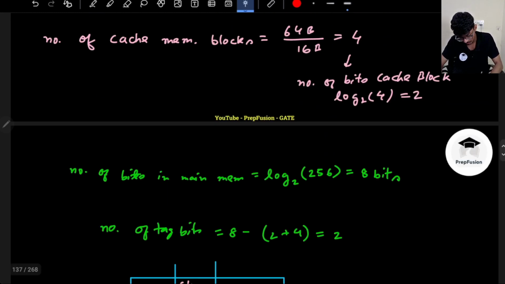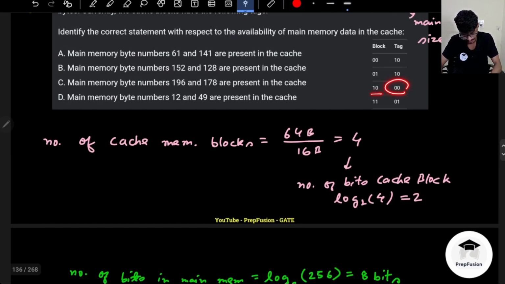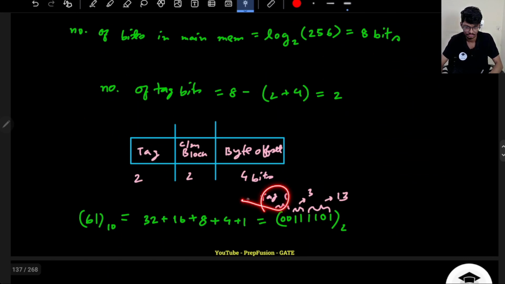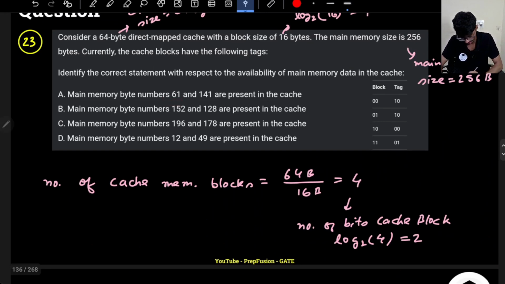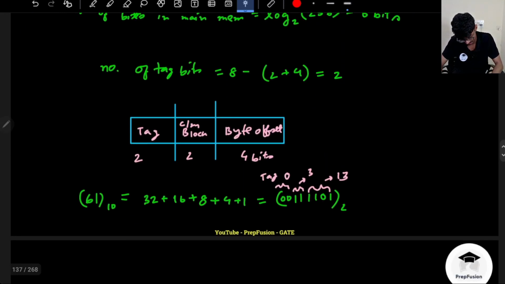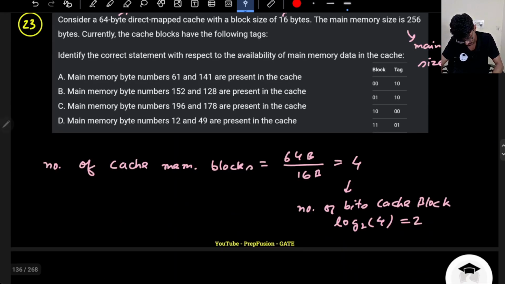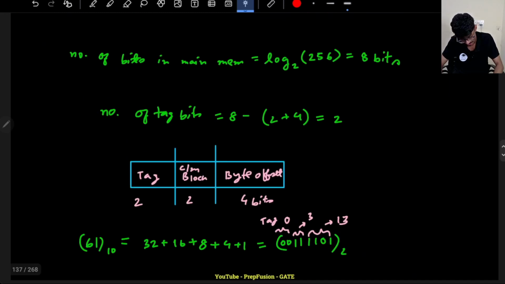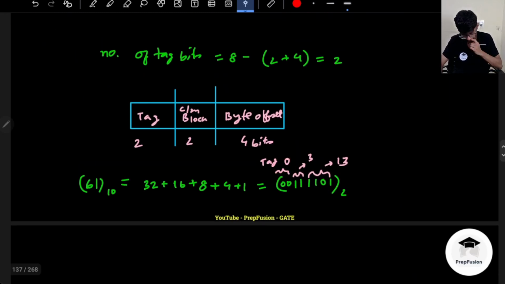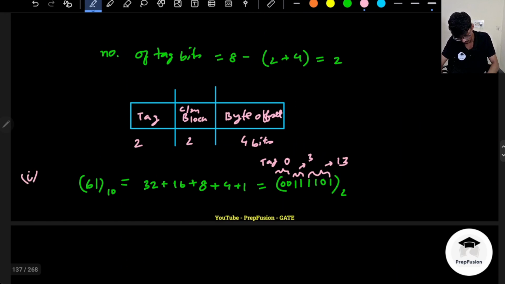So if I see block number 3, if I go here, it is tag 0. Yes, it is matching. Block number 3 and tag 0 is matching. So 61 is present in the cache. Oh no, sorry, this is block number 11. This is not 3, right? Sorry, 61 is not present. So this is 11, right? That is 3. So block number 3 and tag is 1. Here the tag is 0. So it is not matching. So for the first option, it is not matching.